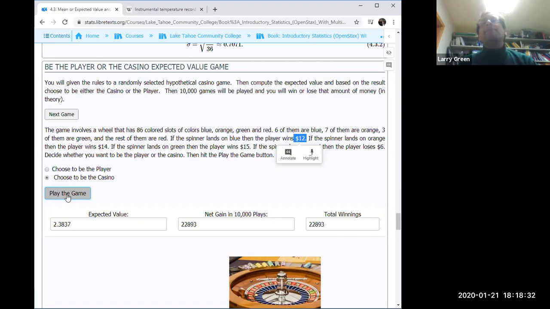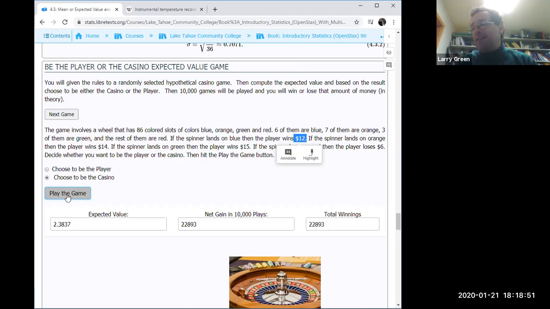By the way, I recommend you go into the book and play this. If you hit next game, you'll get a different game. That's what I get. I did that this weekend. I programmed a bunch of games in, and all the numbers are randomized too. So it'll be different, but the same idea each time.